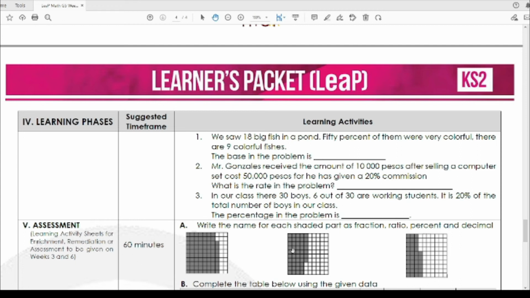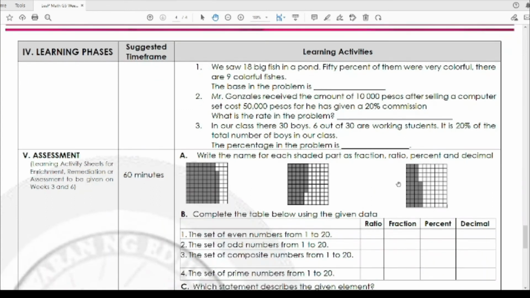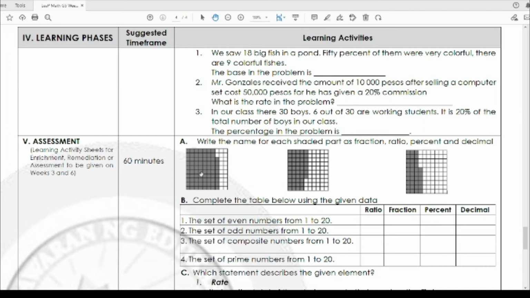Okay, for our assessment, we have here 3 figures. Write the name of each shaded part as a fraction, ratio, percent, and decimal. So this is also a repetition of our activity from the top. Here, from the first figure, you will write the fractional equivalent, the ratio, the percent, and the decimal number. So each figure has 4 answers.